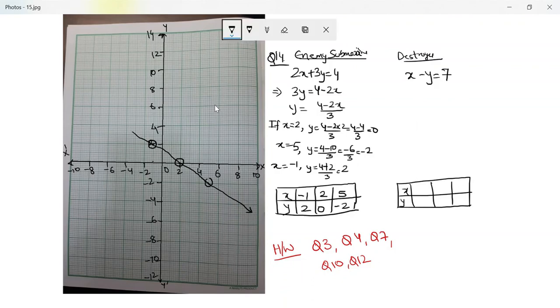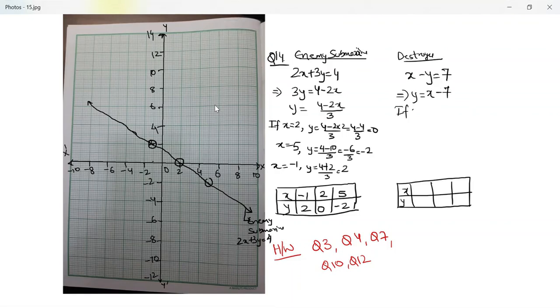And extend it on both sides. What I have plotted is the enemy submarine, and this is moving in a straight line, which is 2x plus 3y is equal to 4. Let's plot the path of the destroyer. This will be y is equal to x minus 7.